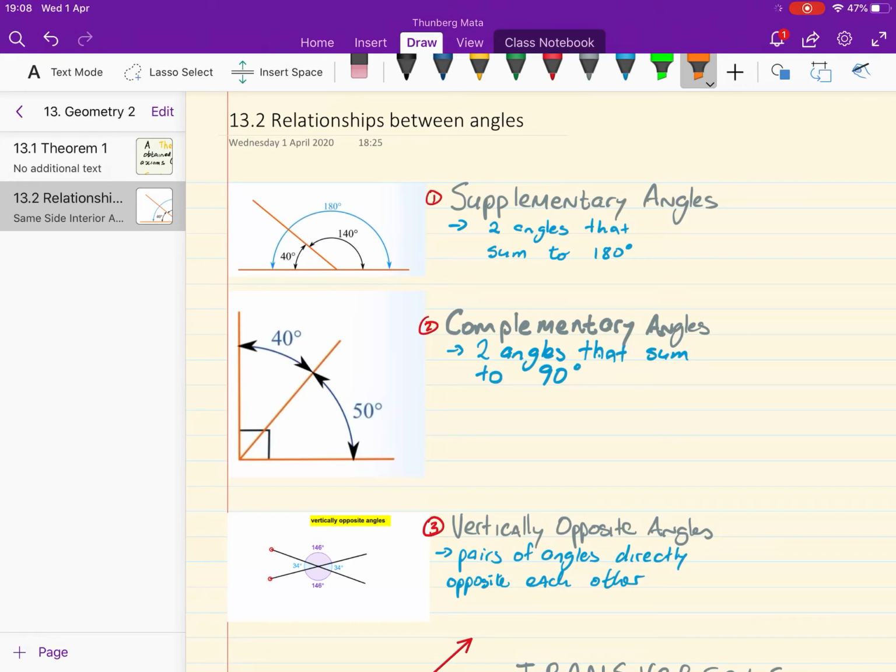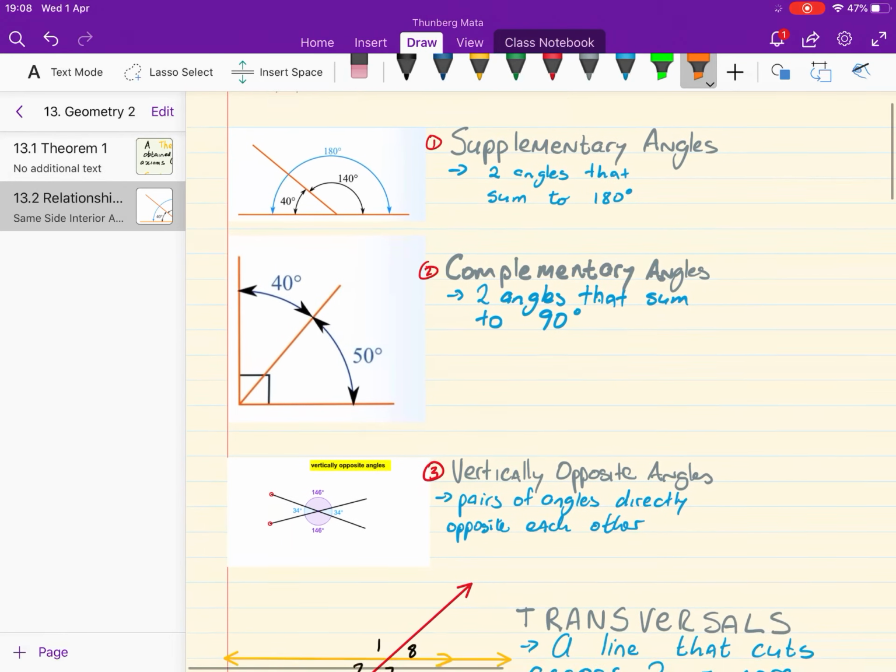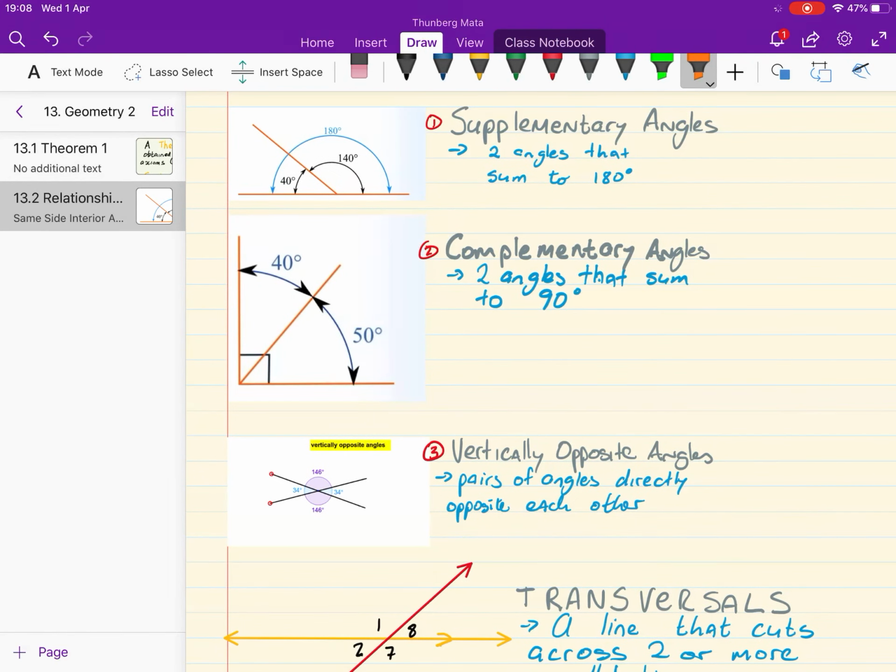In this video, we're looking primarily at relationships between different types of angles. We've already met supplementary angles. These are angles that sum to 180 degrees, because if we combine both those angles together, they make a straight line, and we know that a straight angle is 180 degrees.